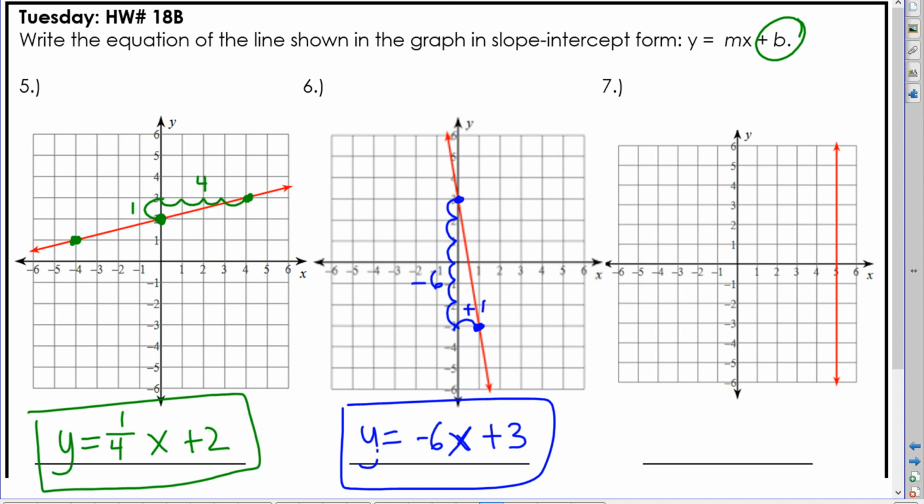Now looking at question 7, I notice that my red line does not touch both axes. So that means I will not have both of these variables. I will not have a y and an x in my answer. If I only touch one axis, like right here, see, I touch this axis, but I don't touch this axis here in the y. Right, I'm not touching that axis.